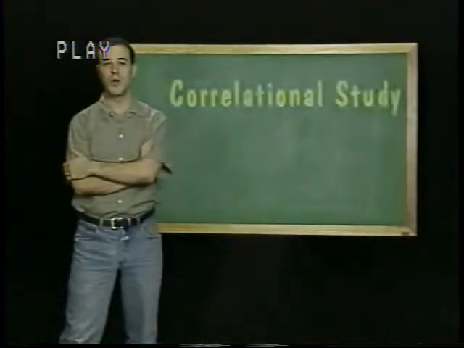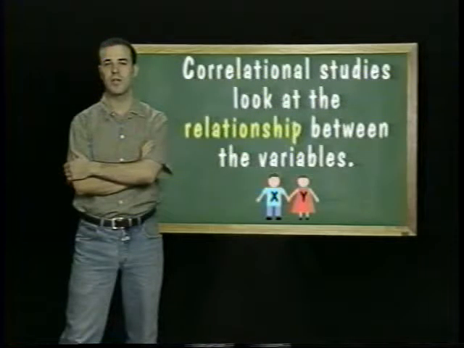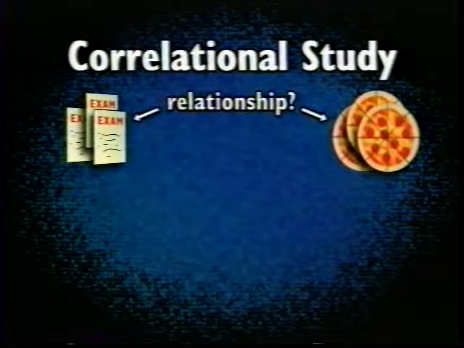Research design is the correlational study. Investigators use correlational studies to look at the relationships between the variables, or the things they want to study. For example, a researcher might want to know if there's a relationship between the number of exams given at a university in 1 week and the number of pizzas that the local pizza place sells during the same week.